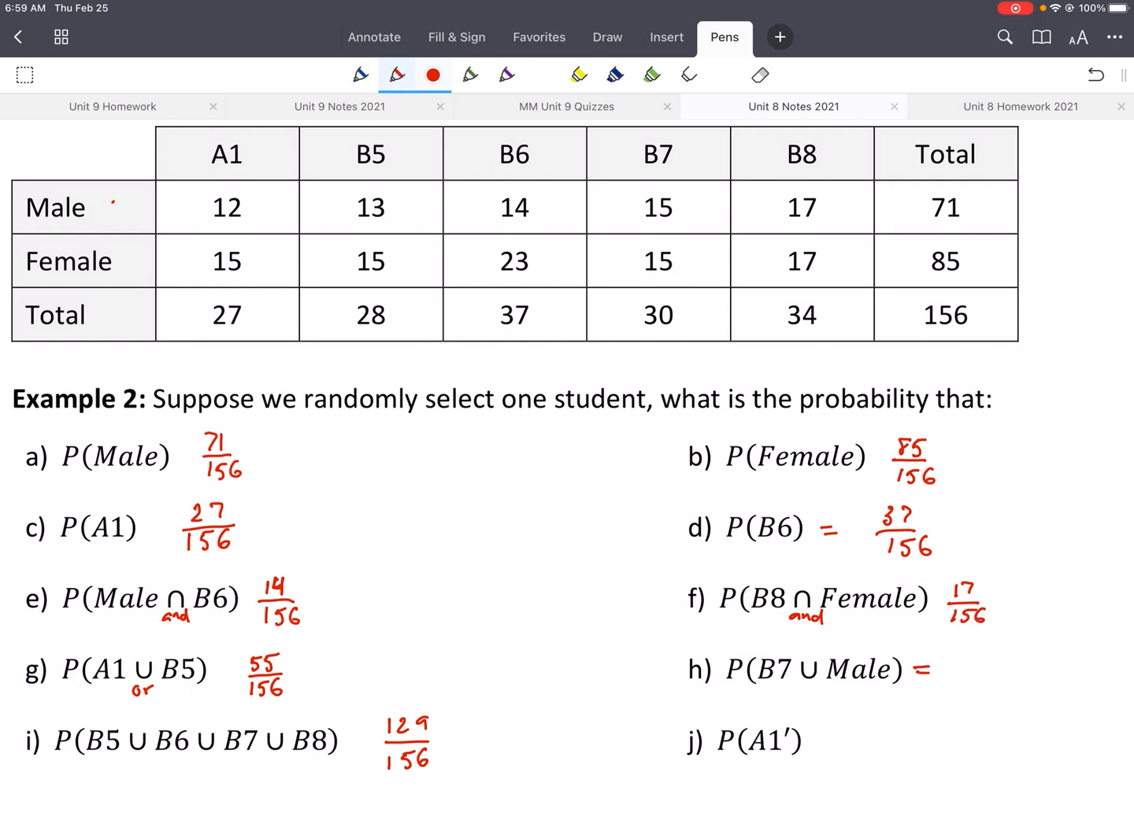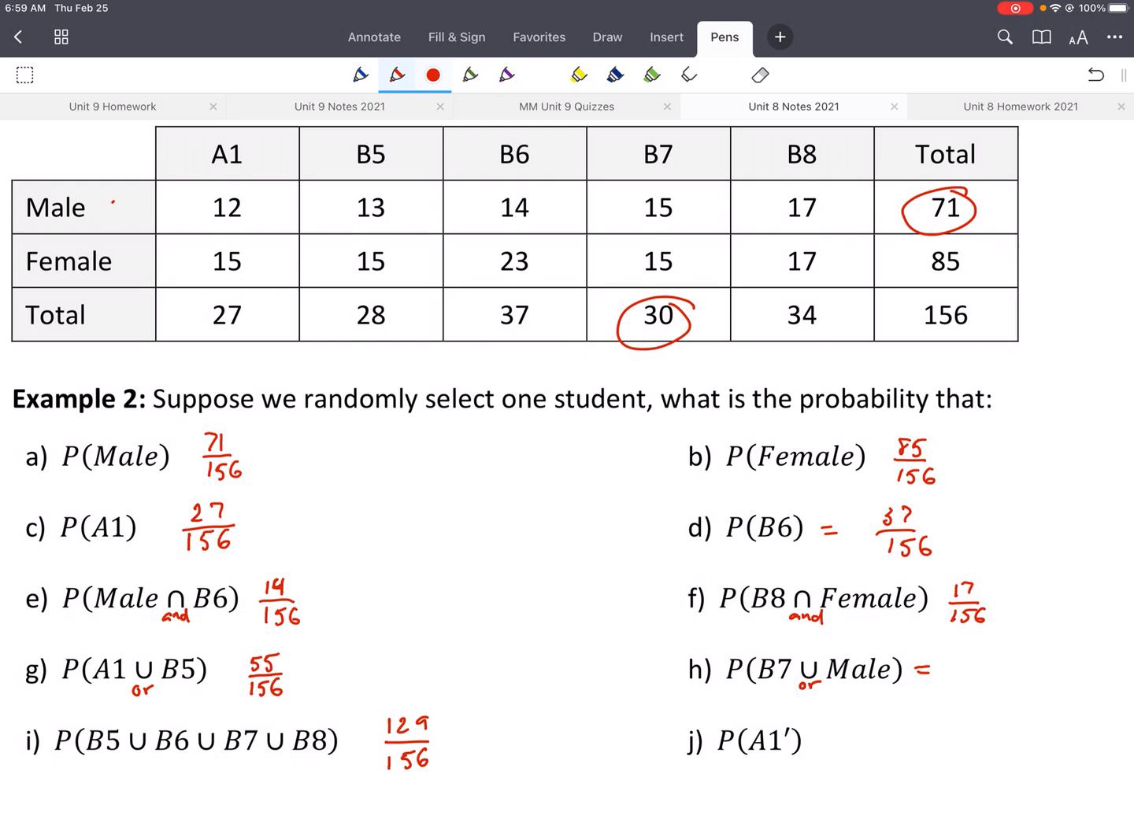And then what is the probability of, again, this is like OR, all of B7, and we'll also take all of the males. Okay, so this is different. We haven't really done one like this, because we were using the same type of variable, but these are different. So we want to take all of B7, that's right here, and then we also want all of the males. But if we do that, we'll end up having too many. And why would we have too many?